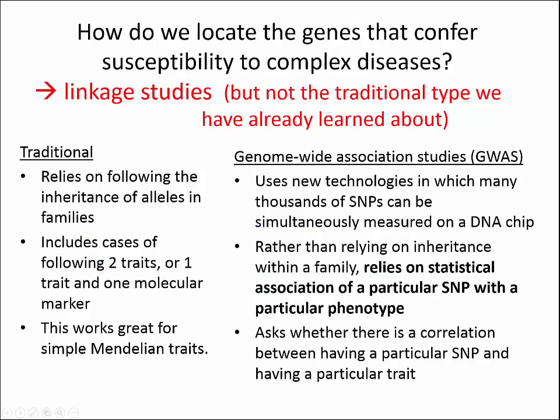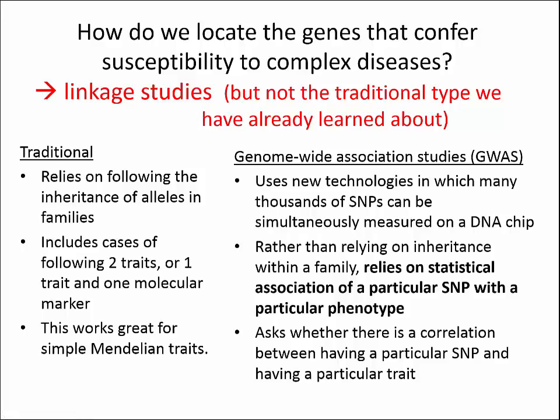So next I'd like to talk about how we actually locate genes that confer susceptibility to complex diseases such as diabetes. So in the linkage chapter, we talked about this traditional approach, which relies on looking at families. And so this really looks at who in the family has this disorder and whether there may be any SNPs that are linked to it, so that we may actually locate which gene is giving the susceptibility for this particular trait. So this works really well for simple Mendelian traits, and it does not work so well, however, when we look at much more complex diseases.